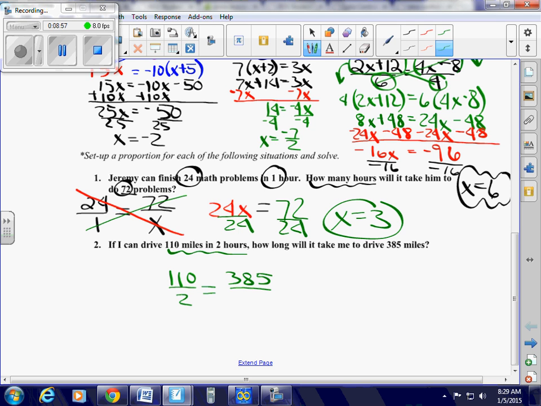How many hours will that take? Well, instead of a question mark, I'm going to put x to stand for the number of hours, and I simply cross multiply. 110x is equal to 770. Divide both sides by 110. And I get x is equal to 7 hours.